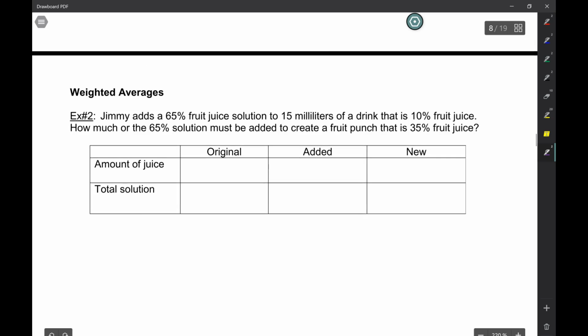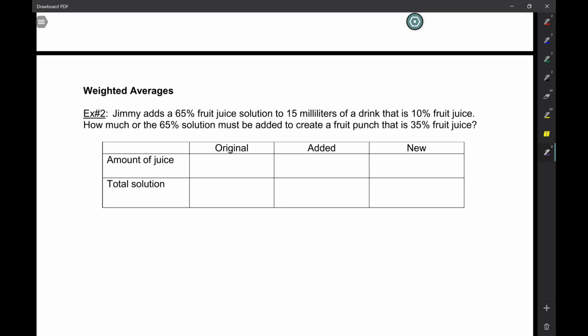Okay. Weighted averages. Who doesn't like a little mixture and percentage and blah, blah, blah? Okay. So Jimmy adds 65% fruit juice.